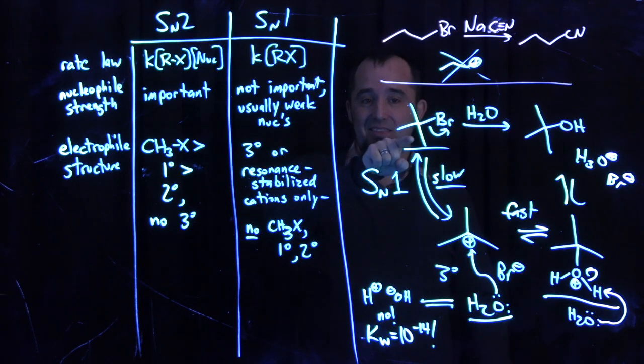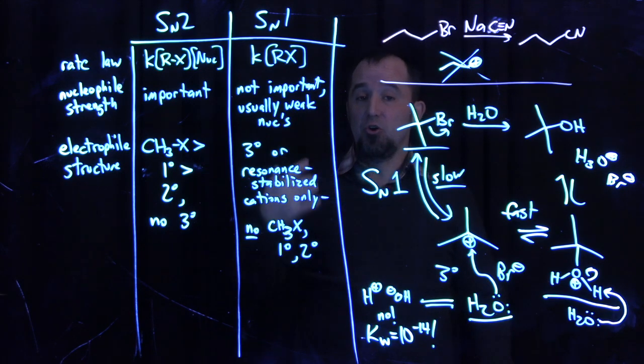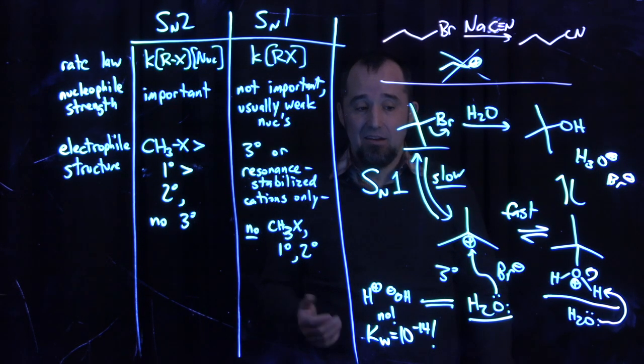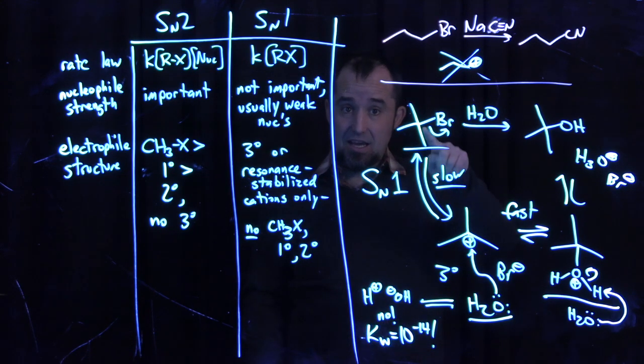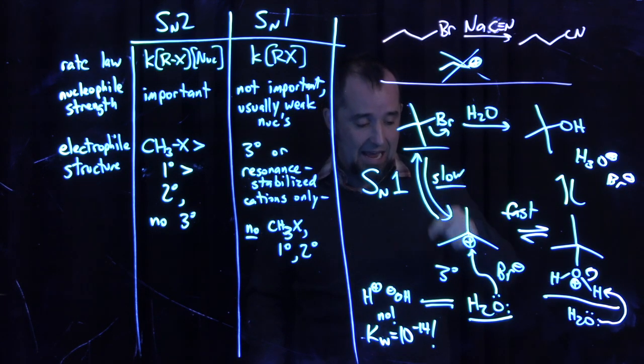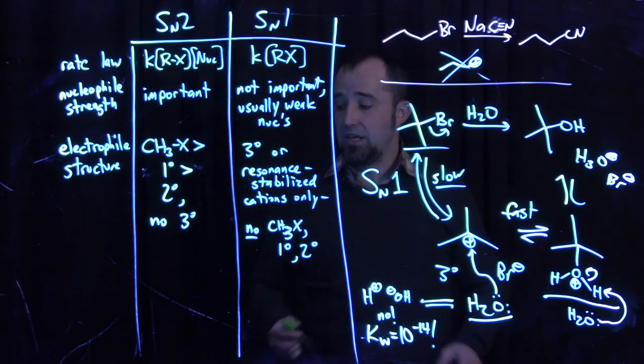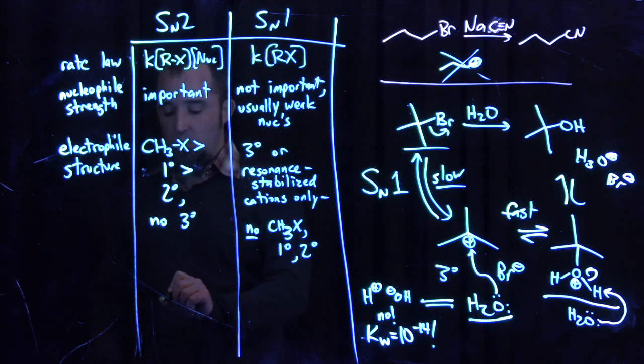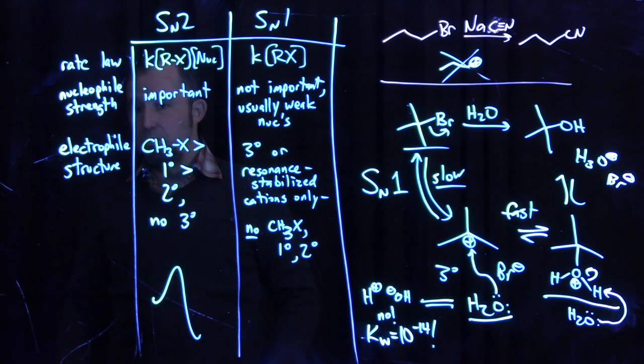When I look at the rate law for the SN1 reaction, I only see the thing with the leaving group, the electrophile. The nucleophile actually does not show up in the rate law. Why is that? Well, because this is the slow step, and it does not involve the nucleophile. Only after I go through that slow step do I have the nucleophile involved. Again, if we go back to the picture, the SN1 reaction is this kind of one hump like that.